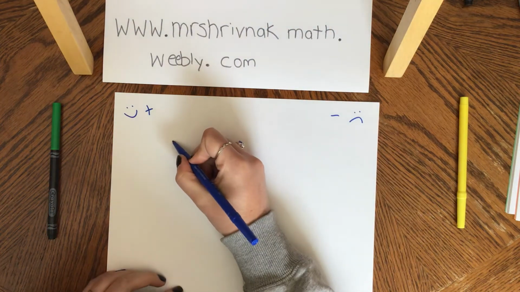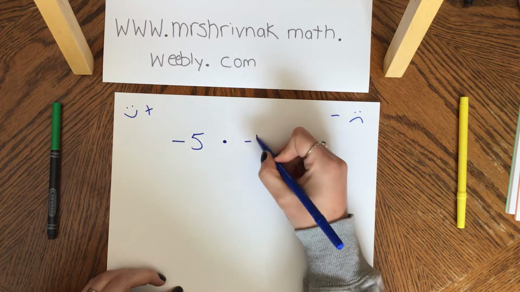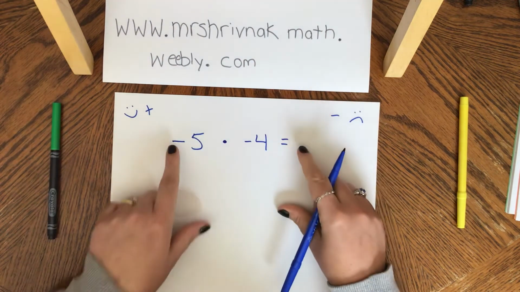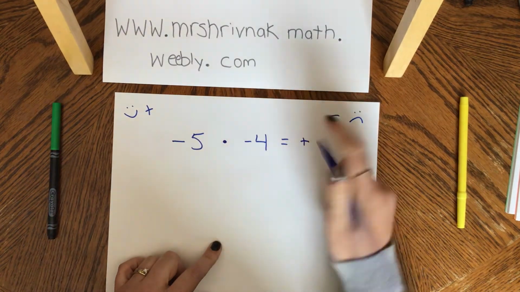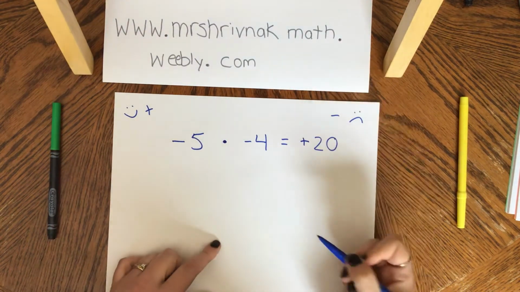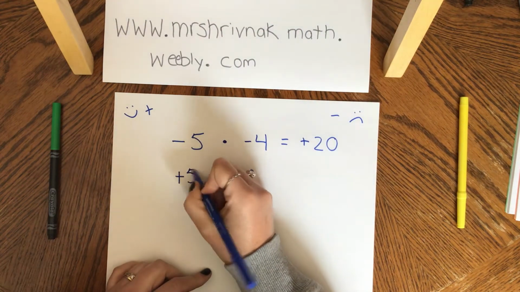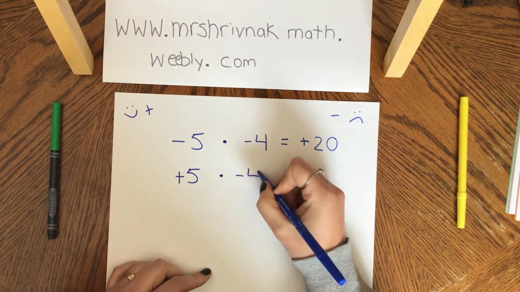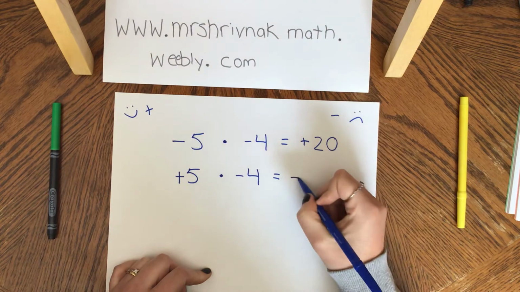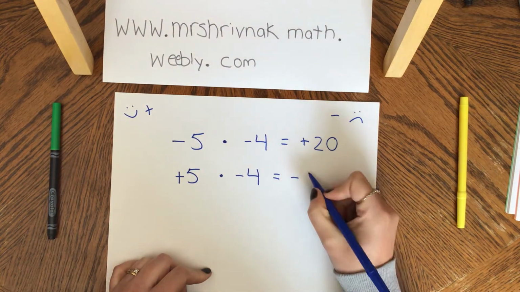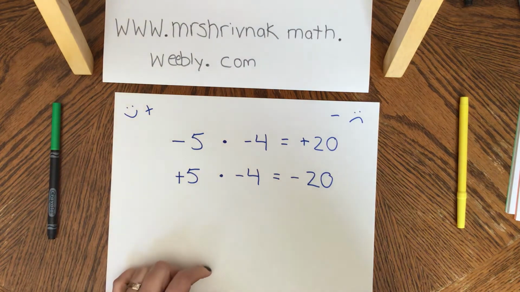So let's say that I have -5 times -4. They're the same. I'm happy, so my answer is positive. 5 times 4 is 20. Let's flip these signs a little bit around here. We're going to do a +5 times a -4. My socks don't match. I'm sad. I have a negative number. 5 times 4 is still 20, but this time it's negative because these signs do not match.